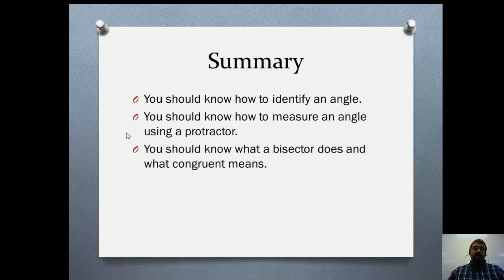At this point, you should be able to identify angles. That's the previous video. You should be able to use a protractor. And last but not least, you should know bisectors and what congruent means and how to label it, especially for angles. And you should be able to use the angle addition postulate.